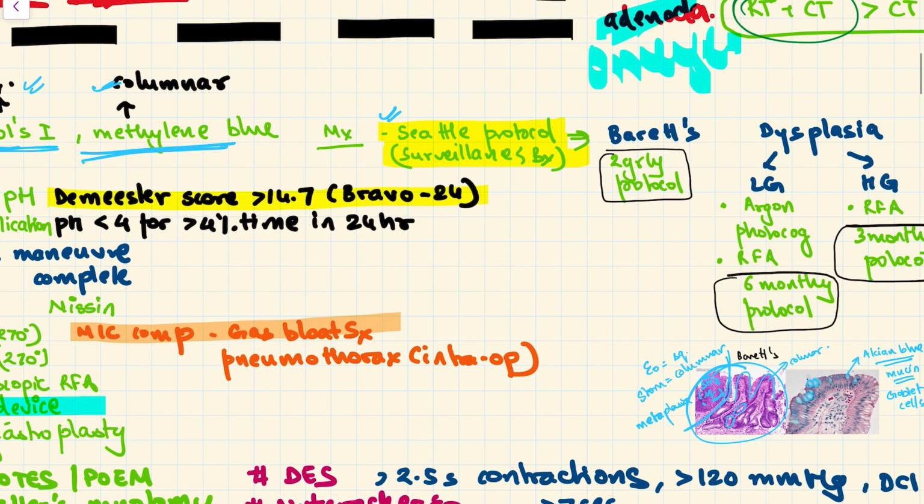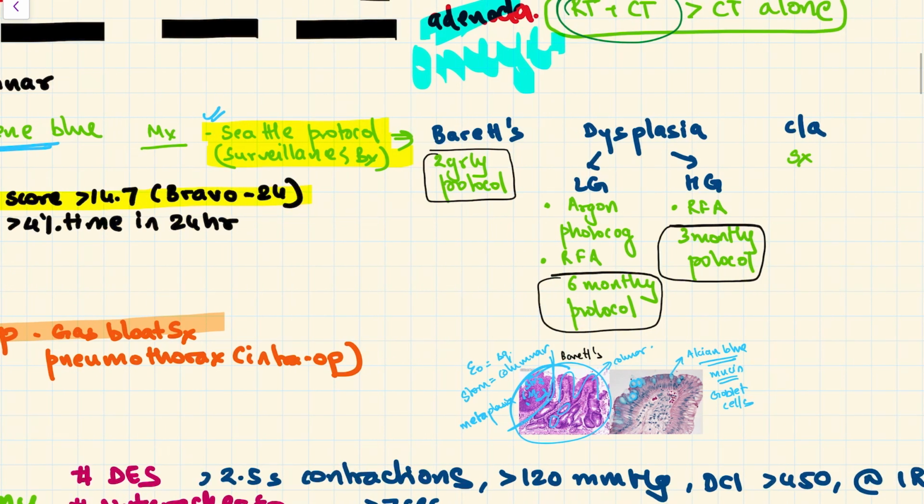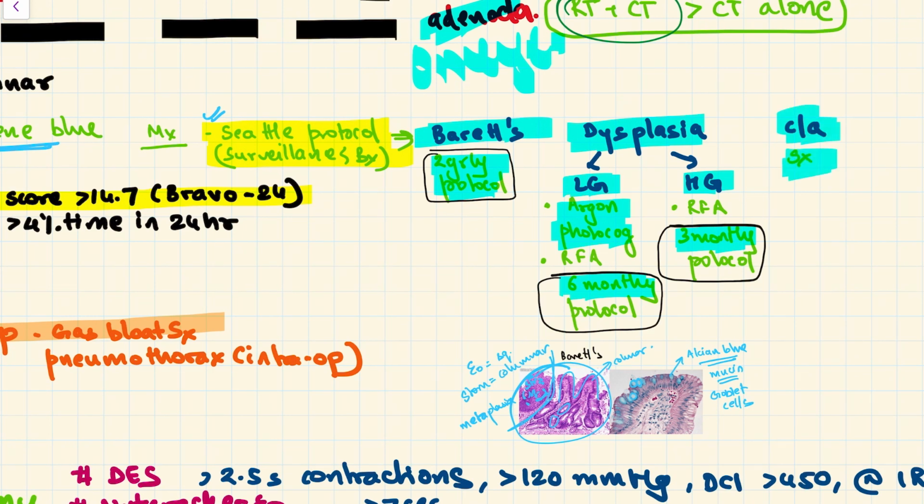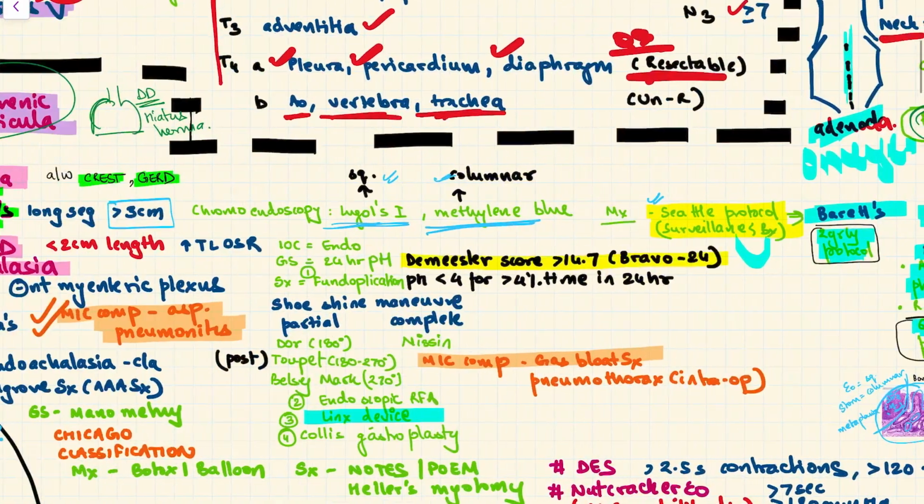And the management is the Seattle protocol, which is surveillance and biopsy. What it states is that for Barrett's, a 2-yearly follow-up is done. If dysplasia is present, then we see whether it is low grade or high grade. For low grade, argon photocoagulation or RFA is done with 6 monthly follow-up, while for high grade, 3 monthly follow-up, and if there is cancer, then surgery is done. This is surveillance post biopsy.